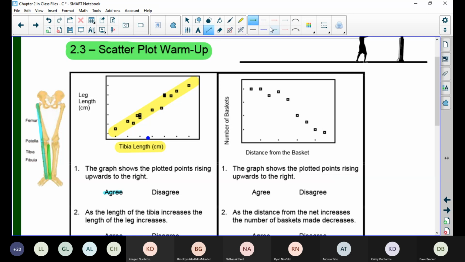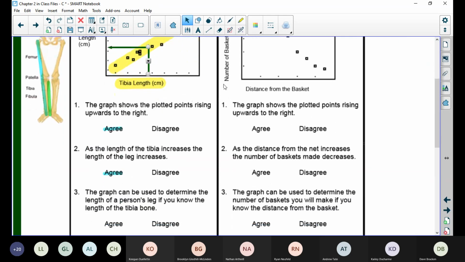We take that and we go up into our dots somewhere in here, and we go across and we say, hey, I would bet that your leg length is somewhere in here. It just doesn't make sense for the person's leg to be all the way up here or all the way down here. It would make sense that they're in these dots because all these dots seem to follow a pattern, okay? So all of these, I would say, are agree.